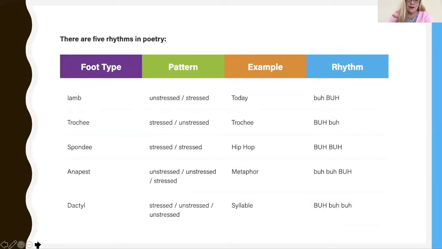Now, why is this all important? It's important because music and speech, which we're uniting together in the concept of how to write a song, have to fit into some kind of pattern.